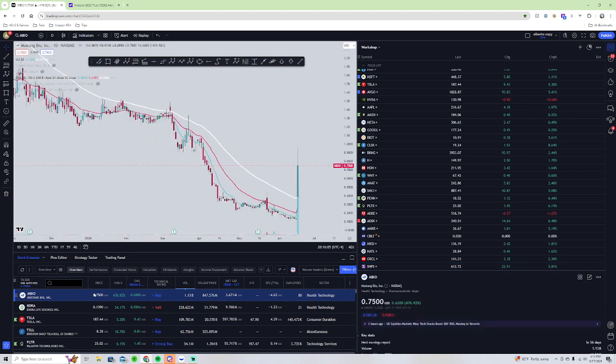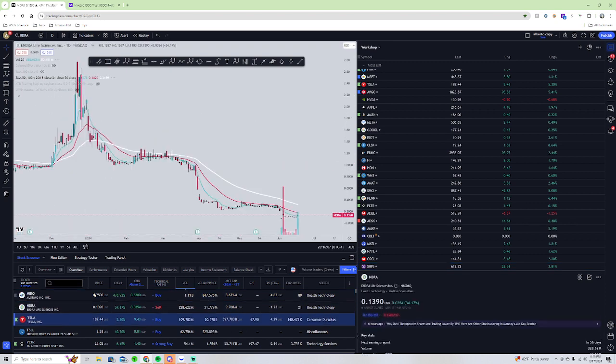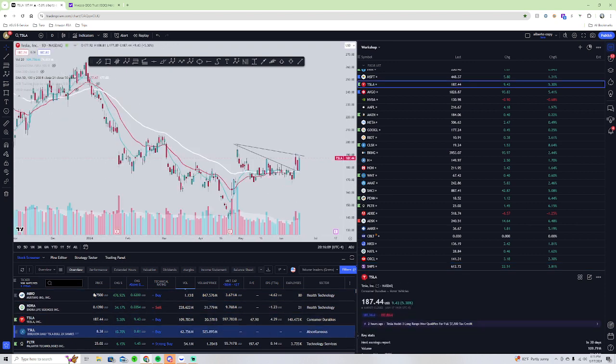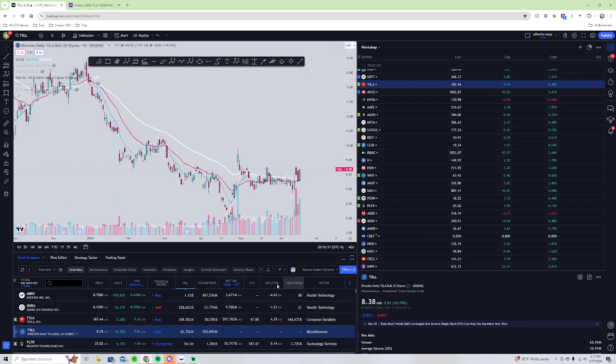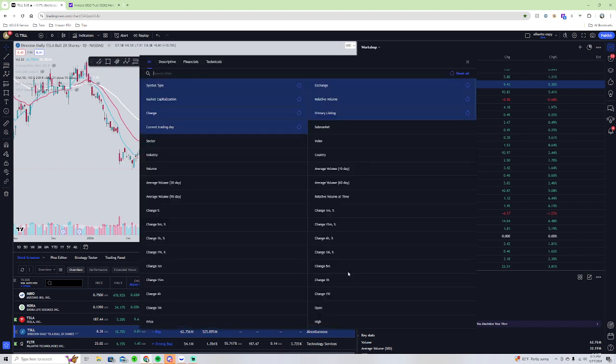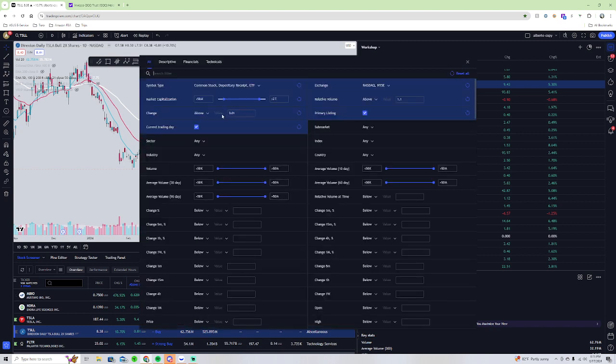So let's look at this. Sorry, I didn't even tell you guys what the scan was. The next scan I do, very, very simple, is just a relative volume scan. So I'll go to filters right here. I'll put only green stocks, so anything above 0.01, relative volume over 1.1, right? And that's going to show me the names that have gotten a lot of volume.